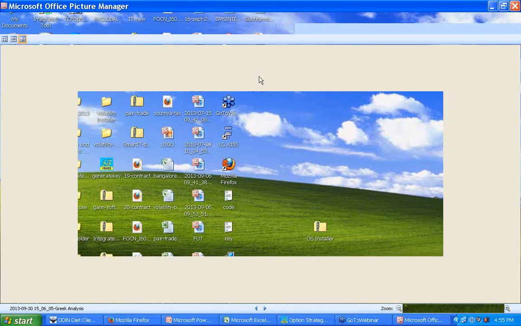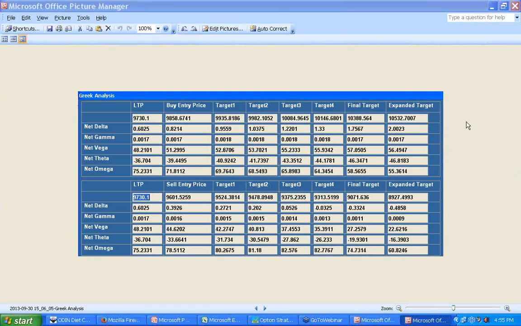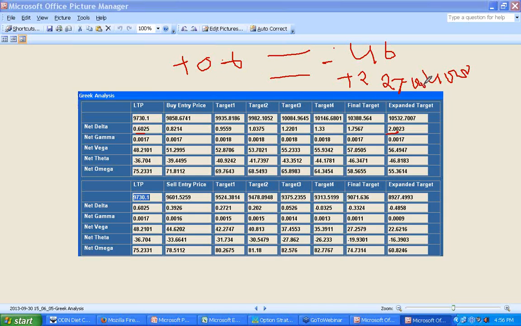At the time it is being initiated, if I take a look at the Greeks, my delta is at 0.6 level. If the delta comes from 0.6 to minus 0.46, then also I'll have a profit of 4,000 rupees. If my delta moves from 0.6 to 2, then I'll have a plus 2 level, and I'll have a profitability of 27,000.